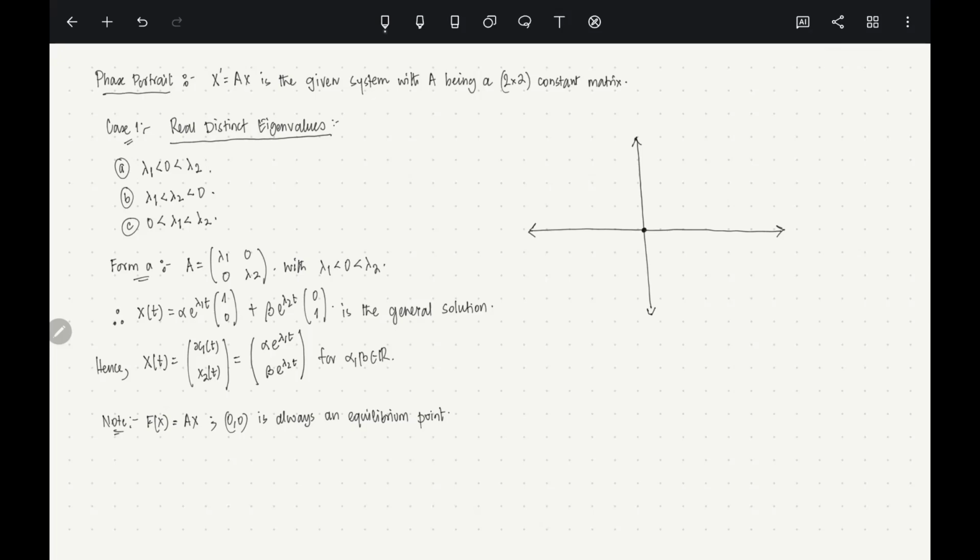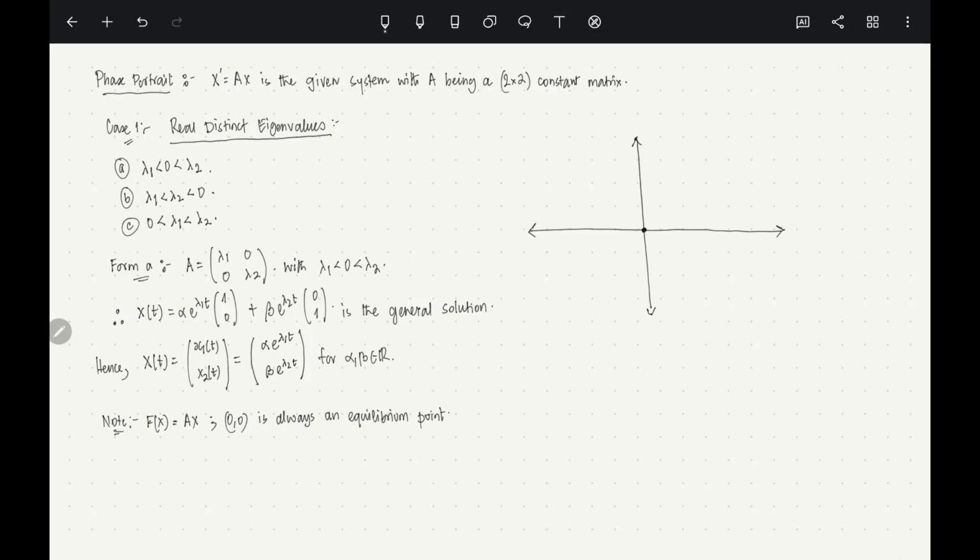Okay, so the equilibrium point is basically, now the question is this: we want to see how the trajectories behave near the equilibrium point. That's the whole idea of this course, right? Yeah, so let's look at that. See, what is happening here is this: first of all, alpha and beta are any real numbers, right?